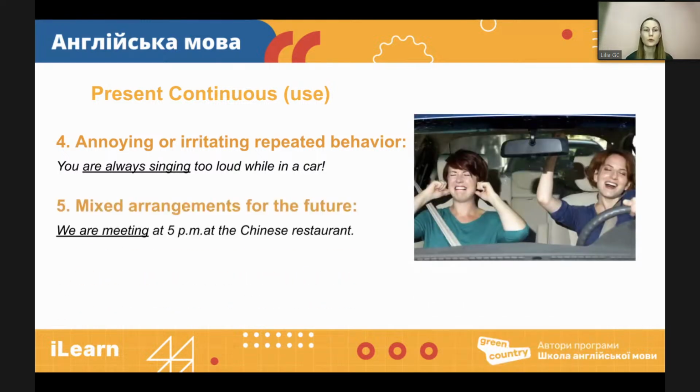Okay, there is one more rule here. So, some fixed arrangements for the future. I don't know why they are mixed. Maybe I mixed something in my head. So, for example, we are meeting at 5 p.m. at the Chinese restaurant. Are we meeting like right now or not? What do you think?